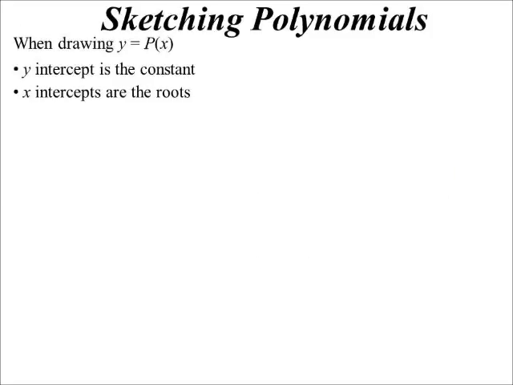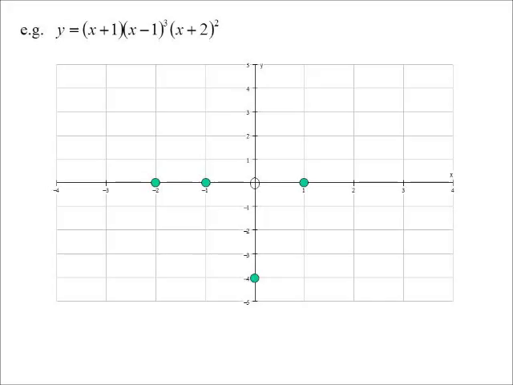The x-intercepts are the roots. So solve the equation. Fortunately, mine's factorized already. So I know the solutions. We have -1, +1, and -2. So they're my 3 x-intercepts.